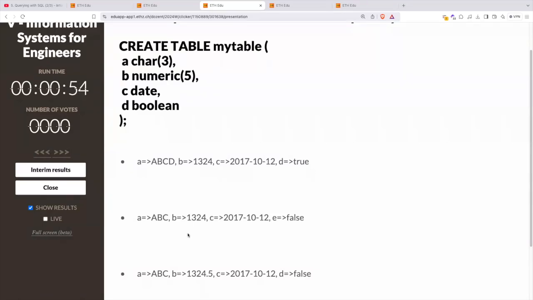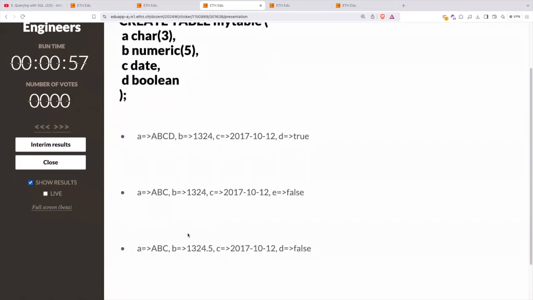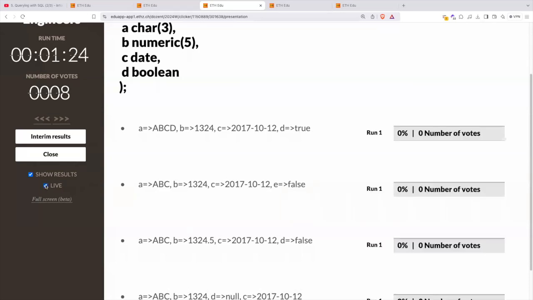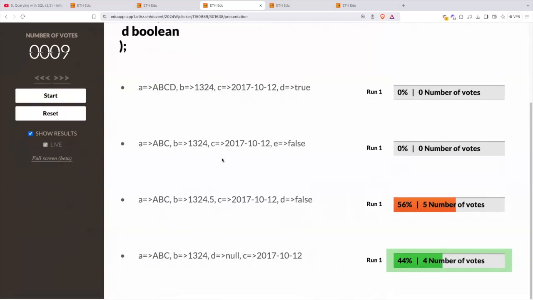Did I start it? Yeah. Manage to display everything on the same screen. I think there's only one that works. I think we have enough votes. Let's see what you say. Aha. So, let's see. It was the last one.